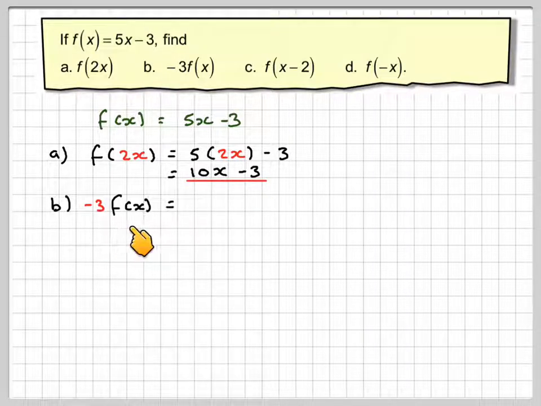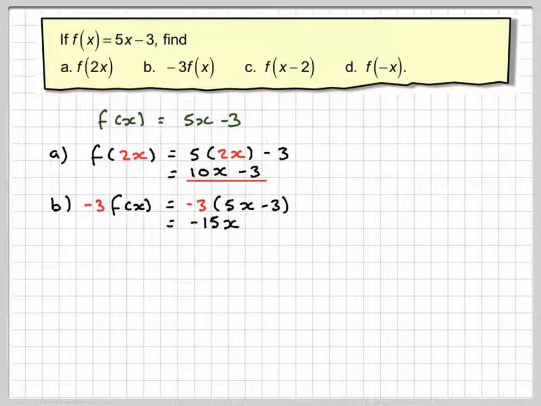B, minus 3 times f of x. So this means I've got to take my f of x, which is 5x minus 3, and multiply the whole thing by minus 3. So we're going to do minus 3 brackets 5x minus 3. Expanding the bracket, we're going to get minus 15x and then plus 9.